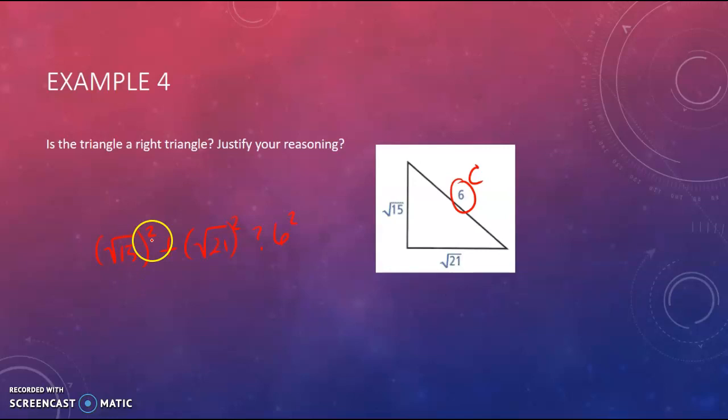So the square root of 15 squared is just 15. When we square a square root, tongue twister there, we get what is inside. So the square root of 21 squared is 21. And then 6 squared is 36. Then we're going to take 15 plus 21, and we end up with 36. So 36 equals 36. And so is this triangle a right triangle? The answer is yes, because the square root of 15 squared plus the square root of 21 squared is equal to 6 squared.